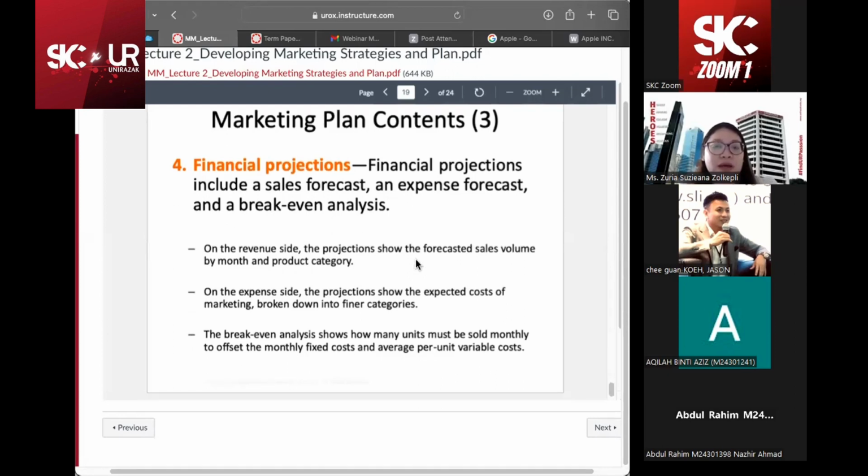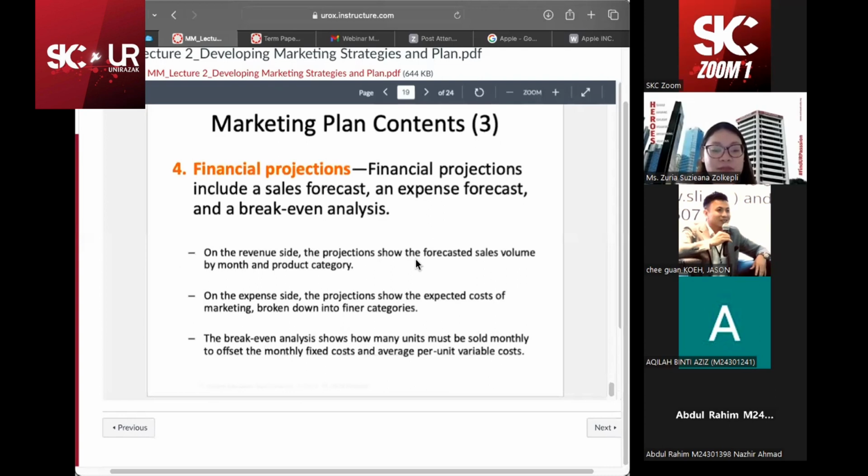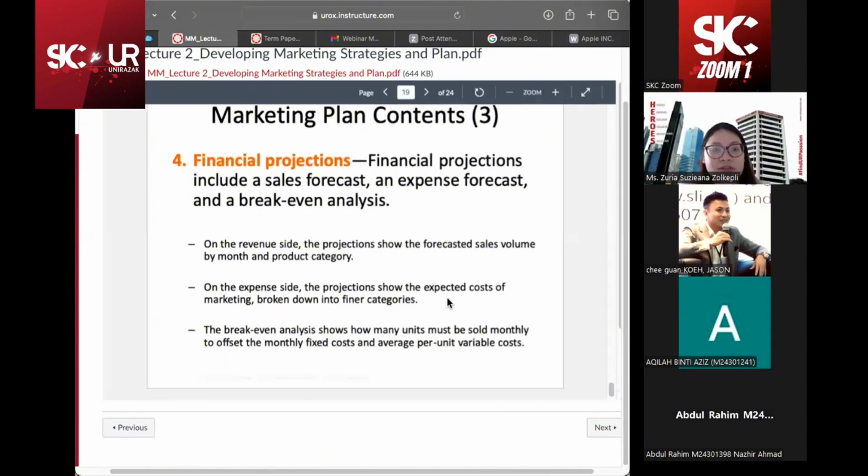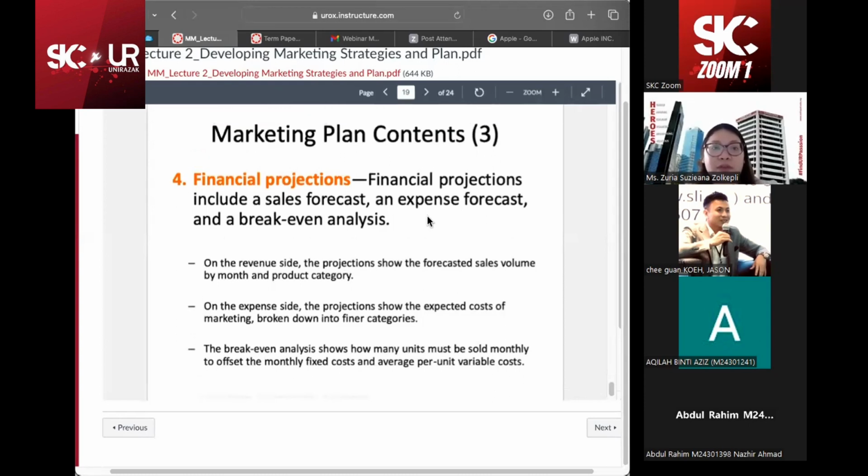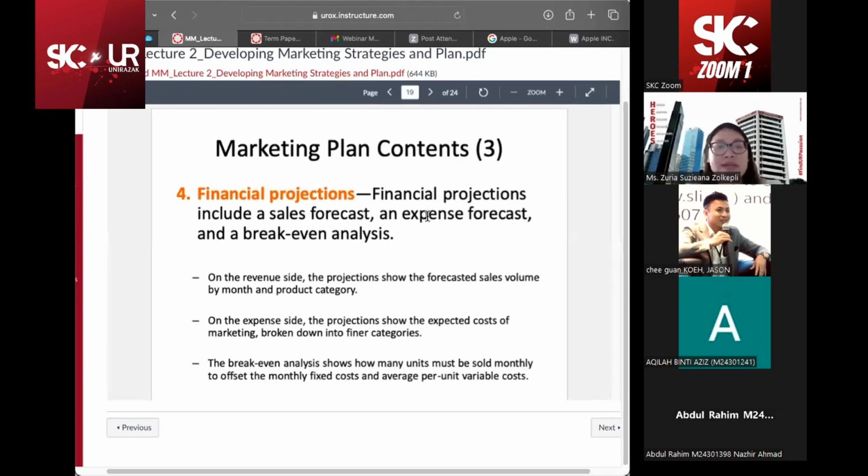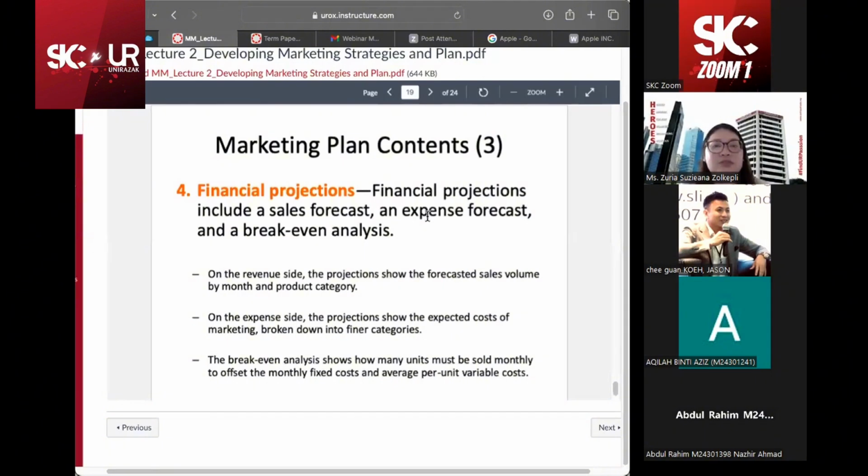So in your assignment, I expect it to be relevant and realistic. I have seen a lot of students before this use, for example, influencers. So at least the costing should be relevant and rational. Put a cost for whatever marketing effort you put in your plan, so there must be an expected cost as well. The break-even analysis shows how many units must be sold monthly to offset the monthly fixed cost. I leave it to your creativity and imagination on the financial projection, as long as it's relevant and rational.